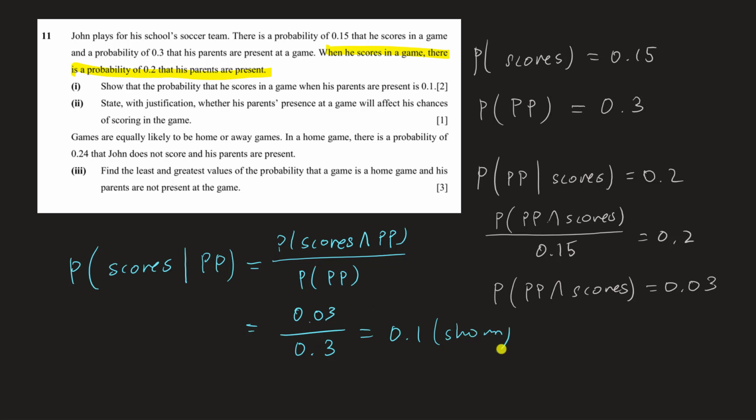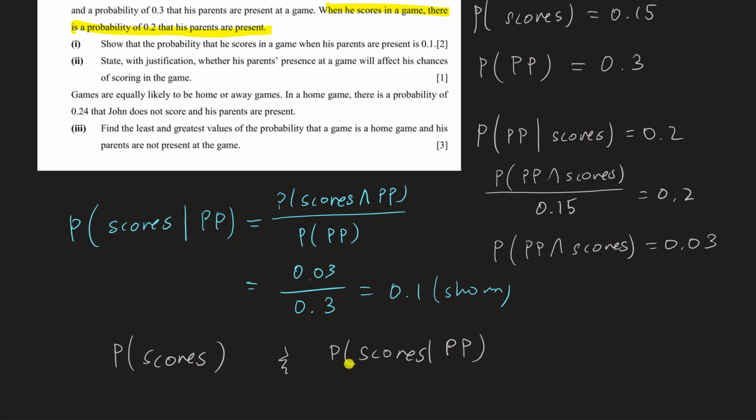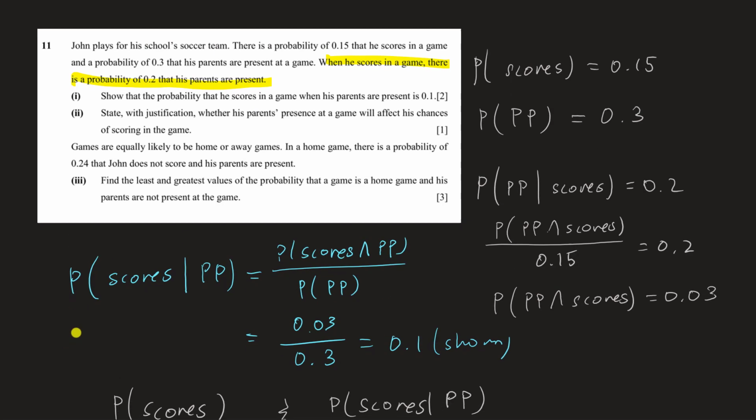Now, the second part: state with justification whether his parents' presence at the game will affect his chances of scoring in the game. You can approach it through a logical approach or a mathematical approach. The logical approach is this. Is there a difference between the probability that he scores and the probability that he scores given that his parents are present? Think about this in a logical way. If John's parents are at the sideline while he plays football, John probably will get a morale booster, right? Because, oh, my mom and dad are here to cheer for me. I should score a goal to impress them. So if this is true, this means that his parents being there affects his chance of scoring.